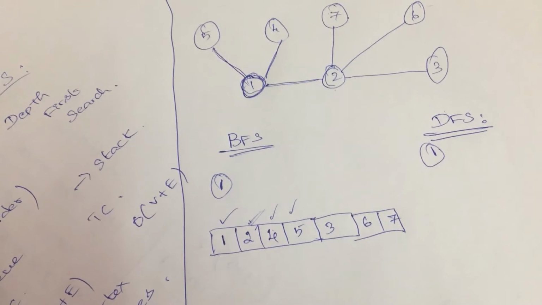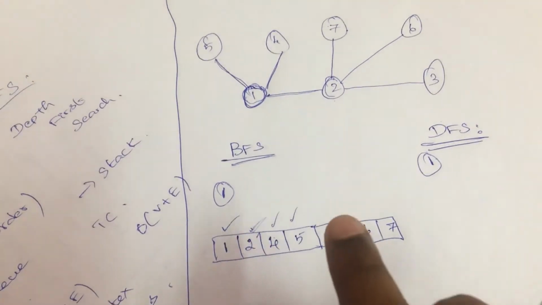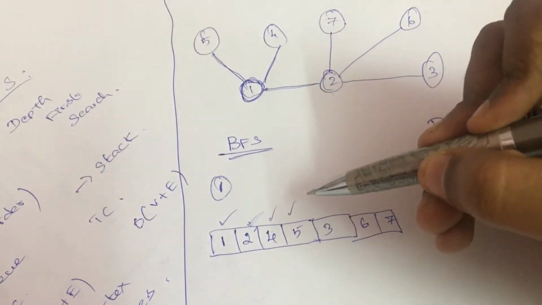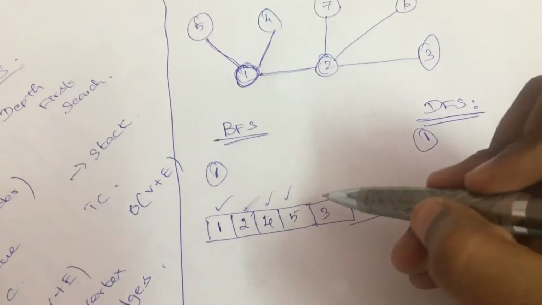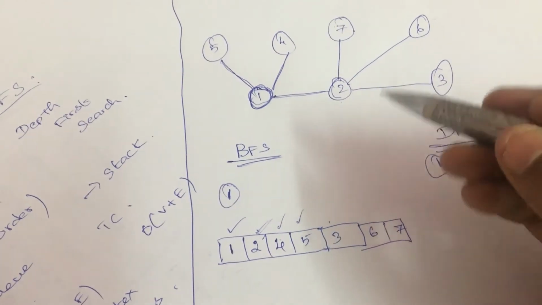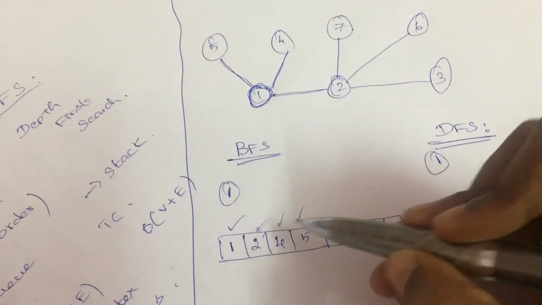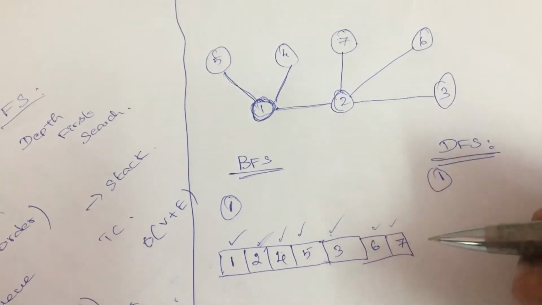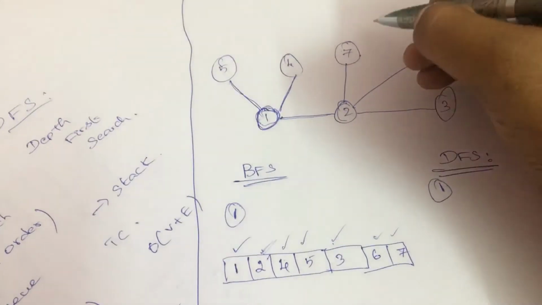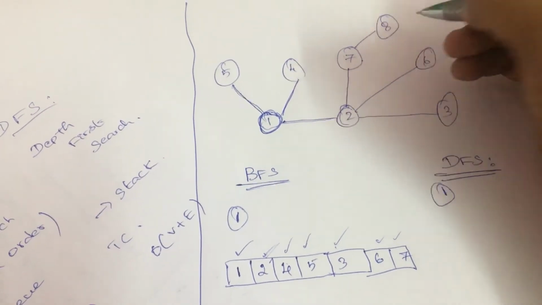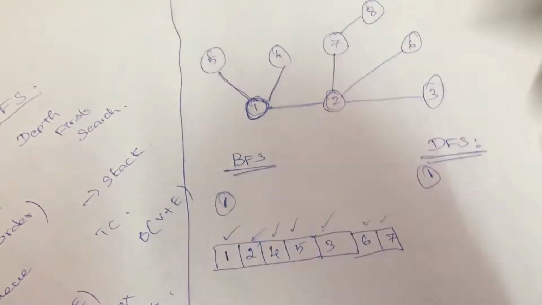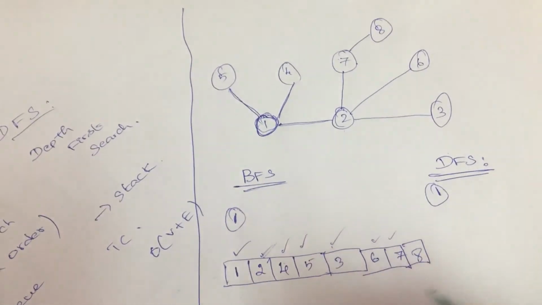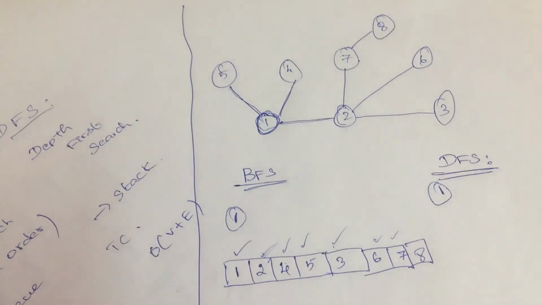With DFS it is quite different, but in the case of BFS, 5 is now used. After that I move to 3. 3 is connected only with 2, and 2 is already visited, so we are done with 3. The same condition applies for 6 and 7. If I have any other node connected here, let it be 8, then after 7 you can directly include 8. So this is how the algorithm works. This is all about the BFS technique.